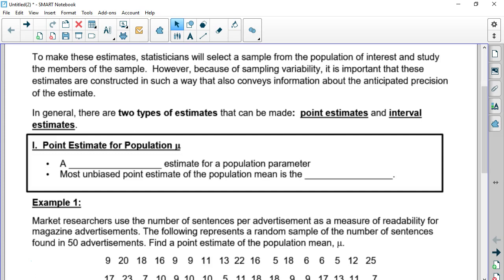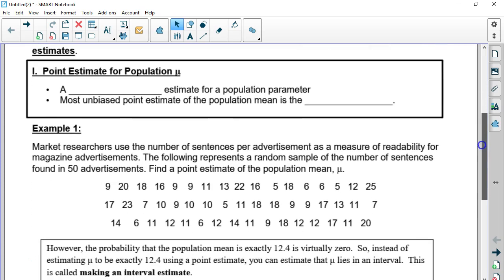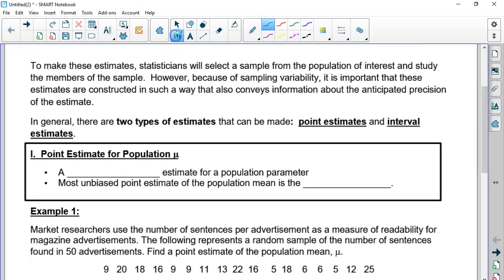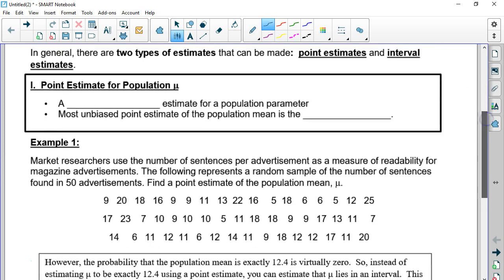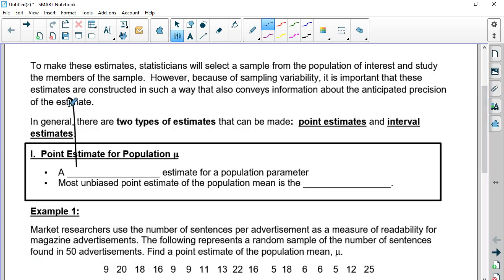In general, there are two types of estimates: point estimates and interval estimates. So, a point estimate is a single value estimate for a population parameter. The most unbiased point estimate of the population mean is the sample mean. That's the best.